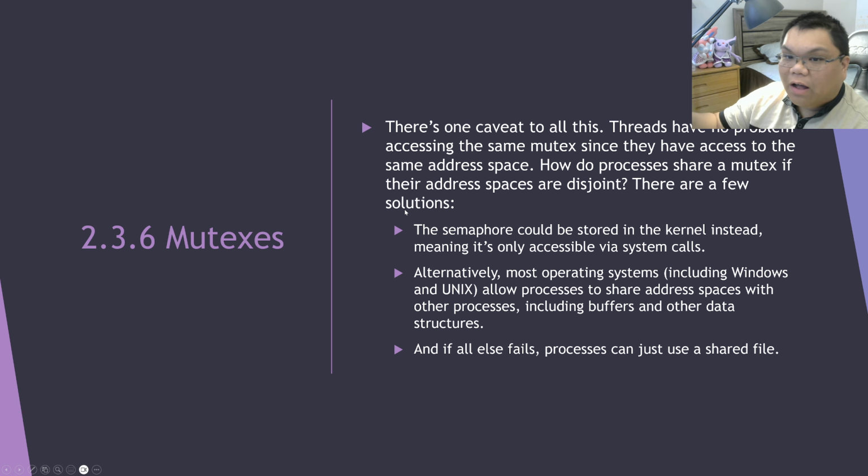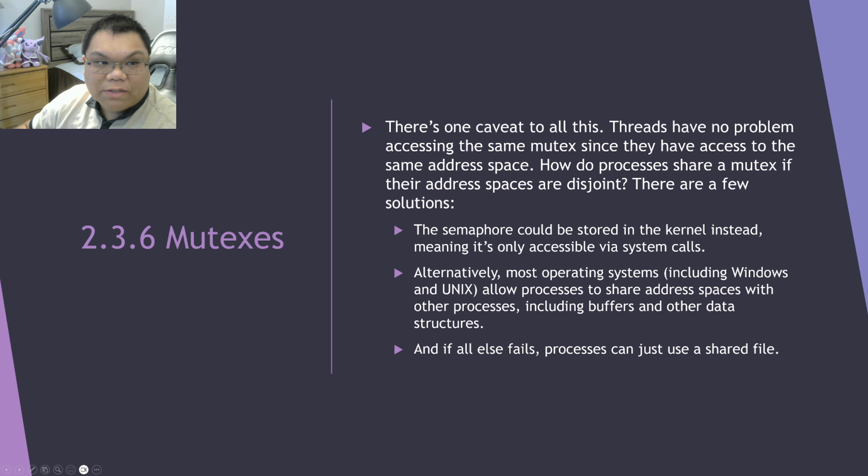There is one caveat to all of this that I mentioned. As I've said quite a few times already, threads have no problem accessing the same mutex, since they are part of processes that have multiple threads. The threads that are part of the same process are all able to access the same memory, so they have no problem sharing memory. The problem is when we have processes trying to talk to other processes. Their address spaces are different. They are disconnected. They're disjoint.